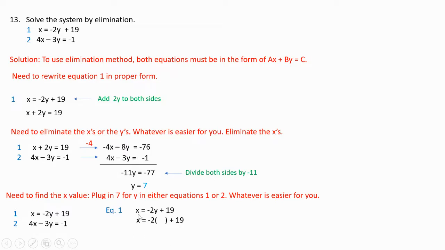We have the x value. So again, I'm going to use equation 1. I'm going to plug in 7 for y. There's my y right there, so I'm going to plug it in there. -7 will give us -14 plus 19 will give us x. So what's my solution? 5, 7.